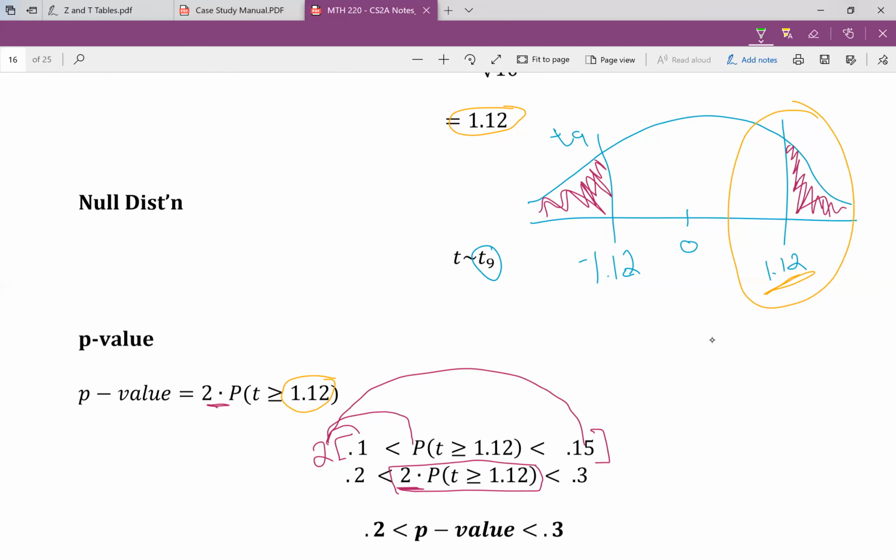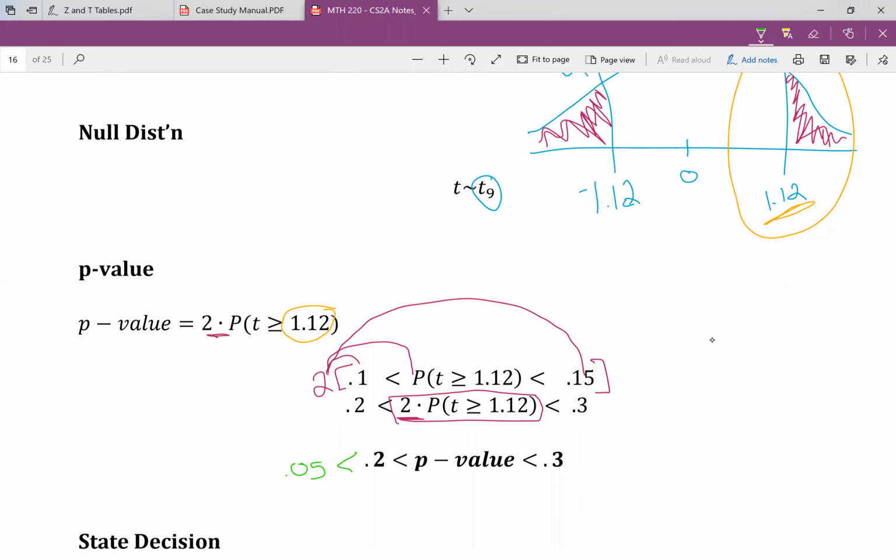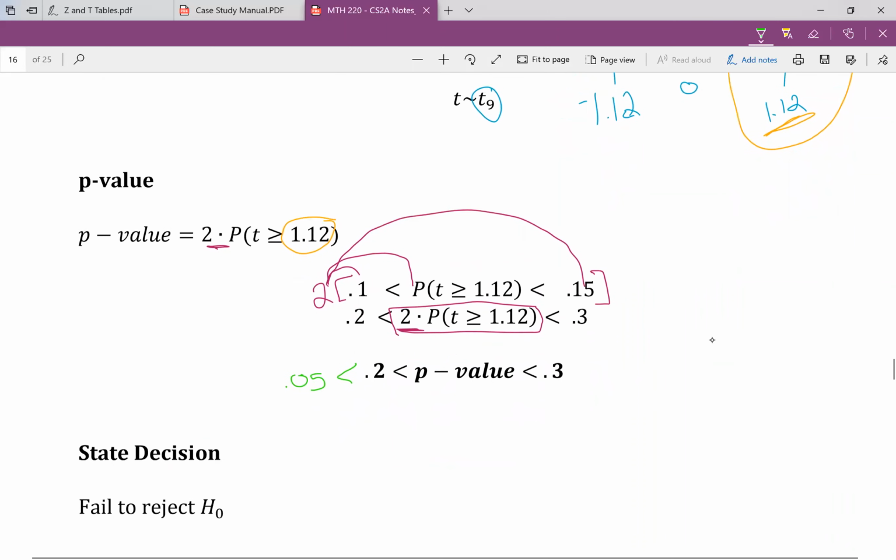Then I have to place alpha. So alpha is 0.05, which would put it down here. 0.05 is smaller than 0.2. Our p-value is large, making our decision fail to reject H0.